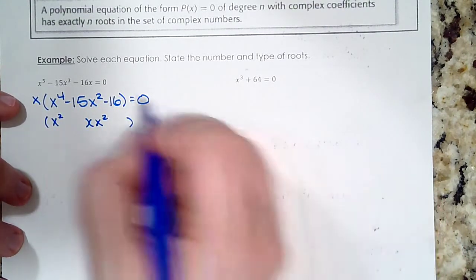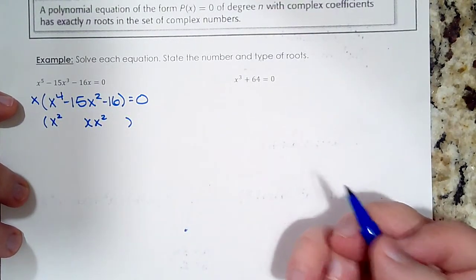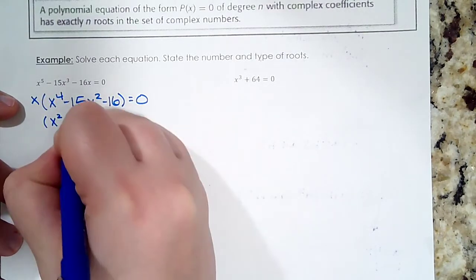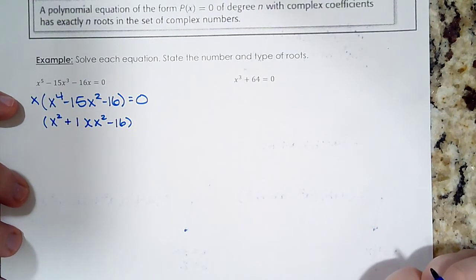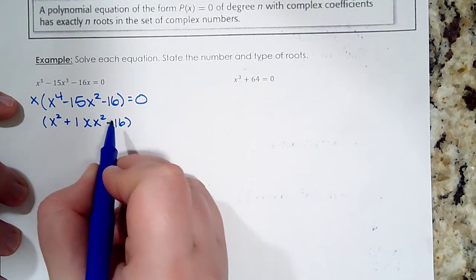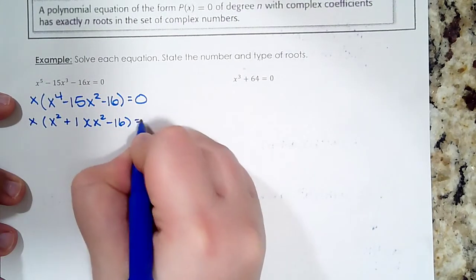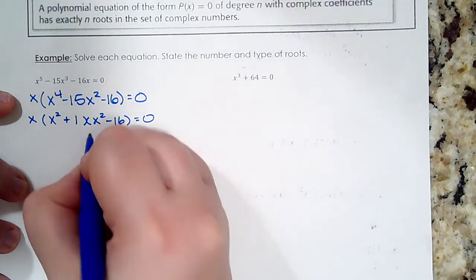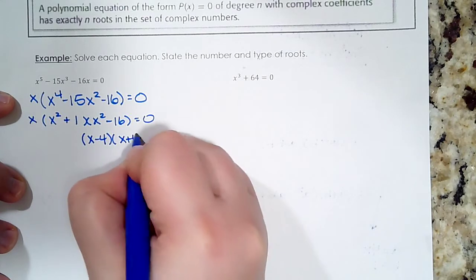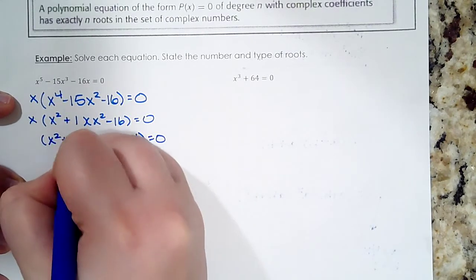I can do x squared and x squared. What multiplies to negative 16 and adds to negative 15? 16 and 1 will do it. Let's do negative 16 and positive 1. Now I notice that this is a sum of squares. I can't do anything with it, but I can break down my difference of squares right here. Of course, pulling down the x and the 0 as I usually do. This becomes x minus 4, x plus 4. This still comes down as x squared plus 1.